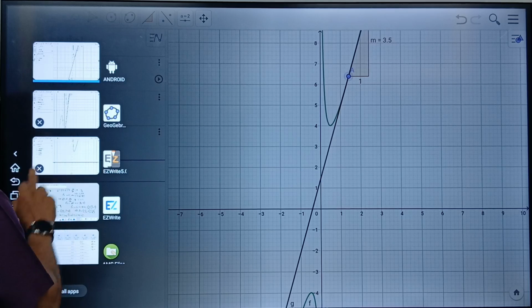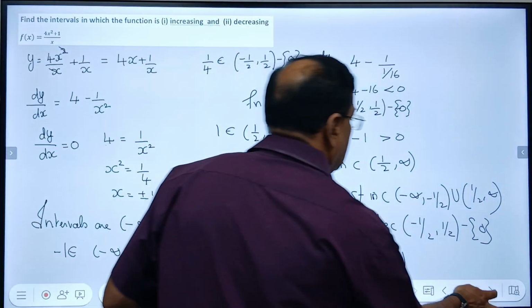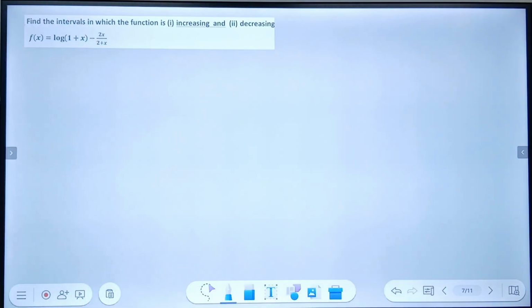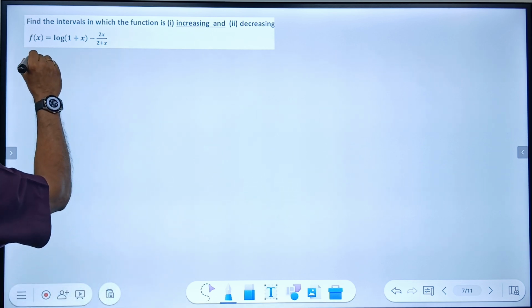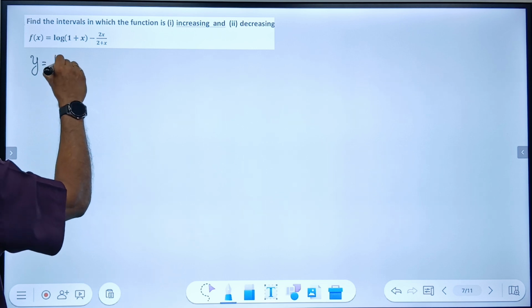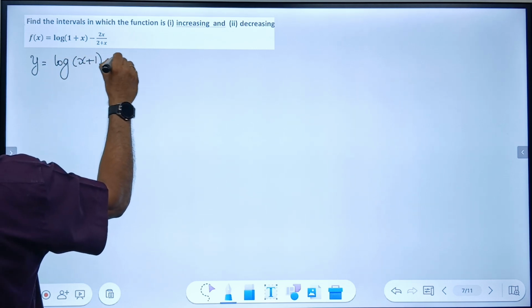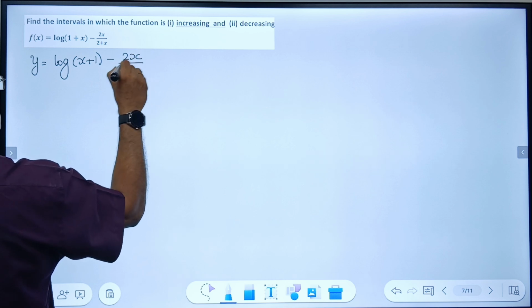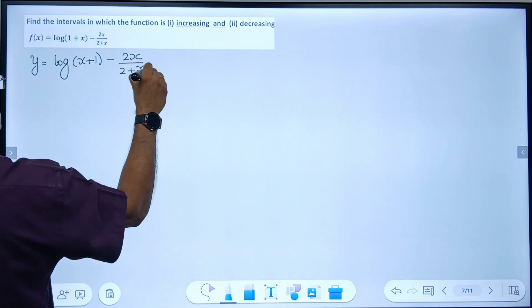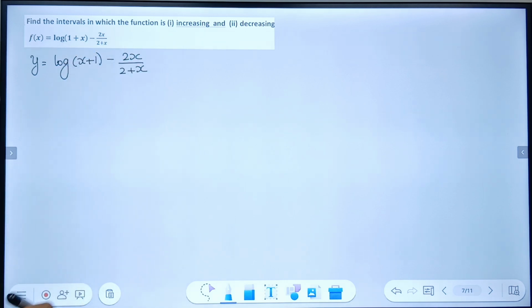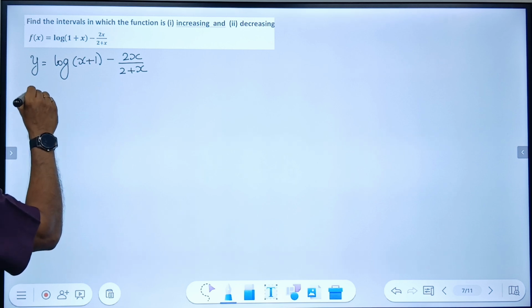Let's go back to this. Find the interval in which the function is increasing or decreasing. This is the function. So y equal to log of x plus 1. Very important question. It has come in the board exam and it is there in the NCERT book also. So I want to differentiate this. What is dy by dx?